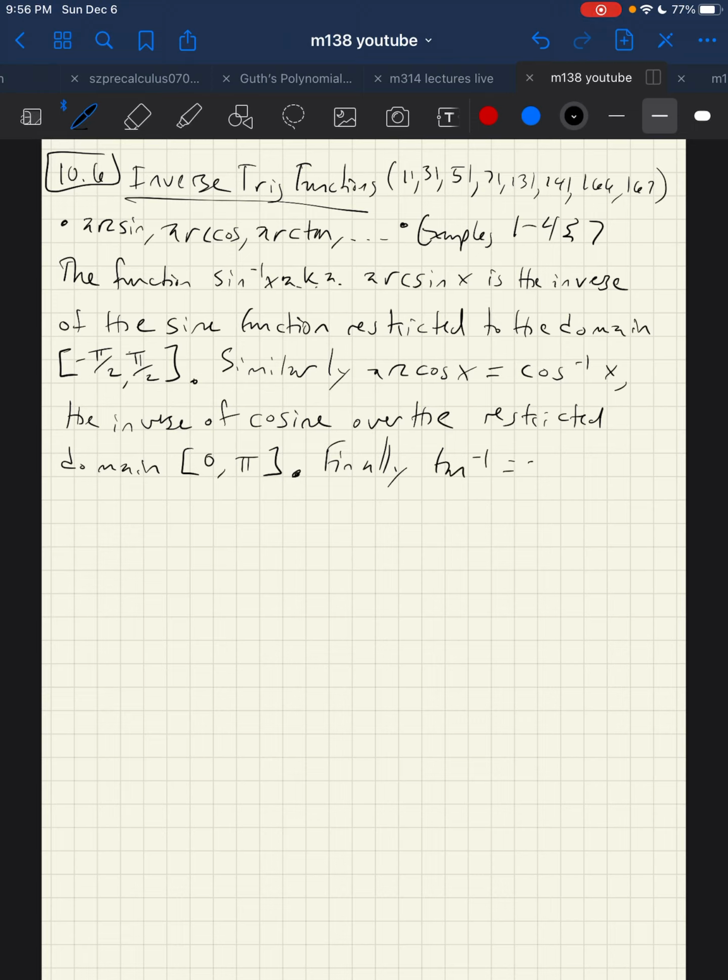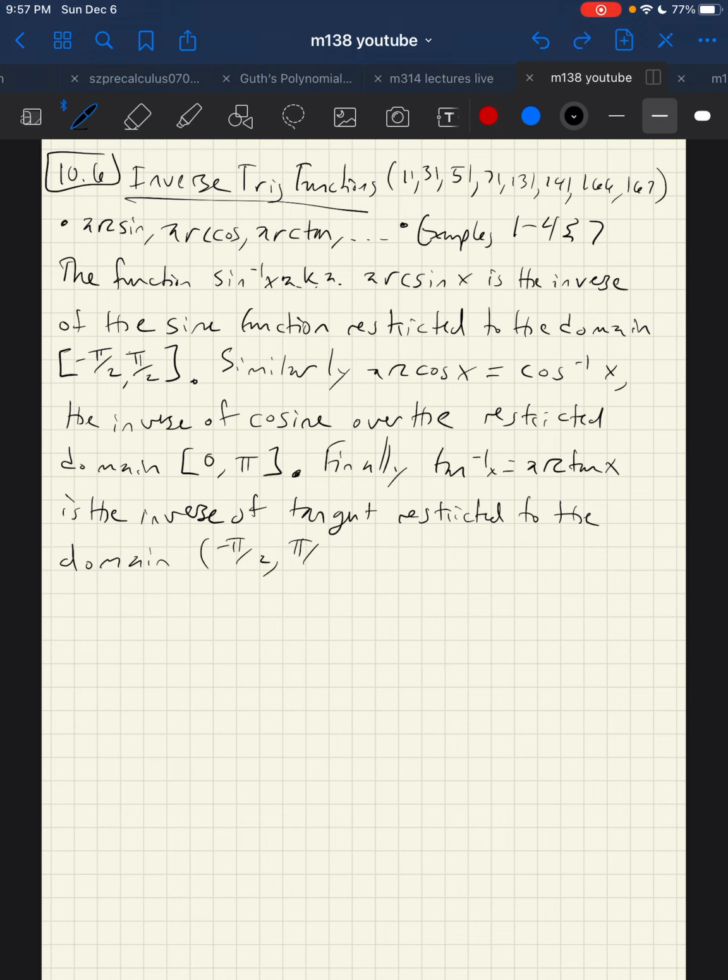tangent inverse of x is also called arctan of x. It is the inverse of tangent of x restricted to the domain. And now this is going to basically be like sine, except we're going to lose the endpoints. Negative pi over 2 up to pi over 2, losing the endpoints.